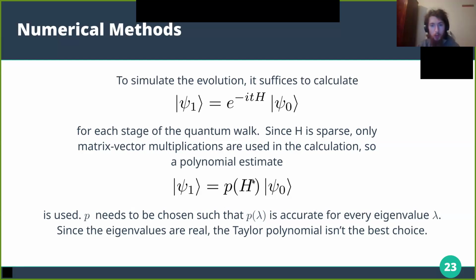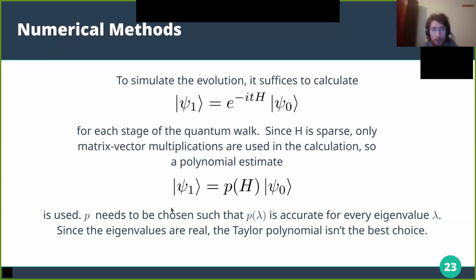But this is quite difficult classically. So what I do is use Chebyshev polynomials, which are a very close approximation. And there are two advantages of this. Firstly, they converge much faster, so we need fewer iterations or fewer terms. And secondly, they're more numerically stable.